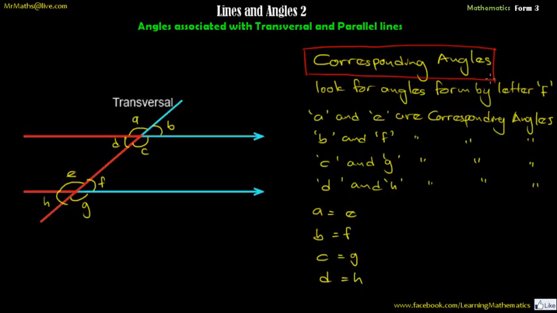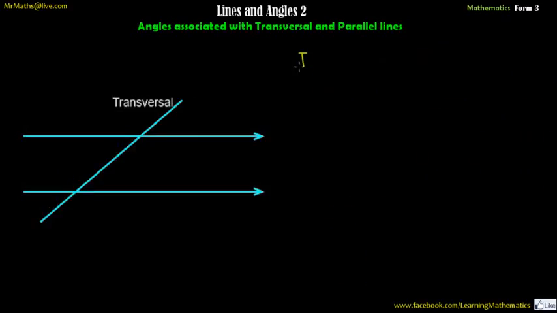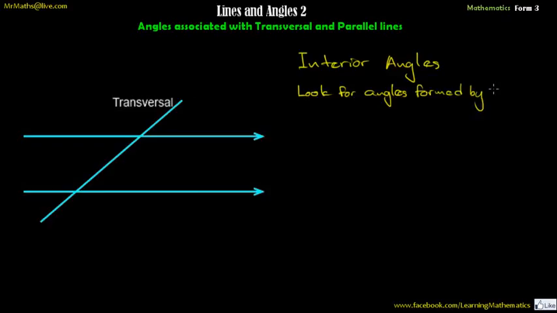And the next term I would like to introduce to you is interior angles. When you're trying to look for interior angles, look for angles that are formed by the letter C. The first one, take a look at this. So you have angle C and angle F. C and F are interior angles.